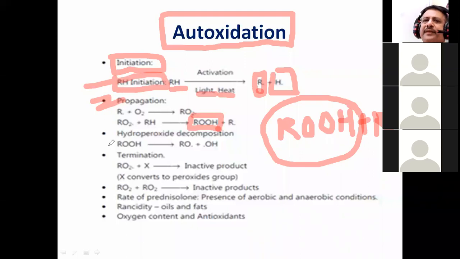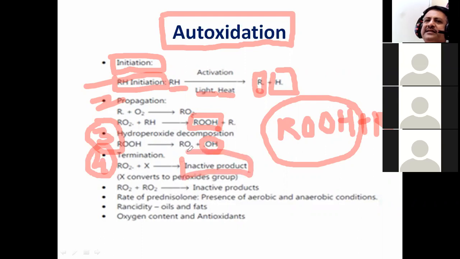Okay, then in the third step, there will be the decomposition of hydroperoxide, where the compound formed will break down into RO plus OH, that is hydroxy. Then next, the fourth step will be termination, where we have RO2 plus X leading to an inactive product, that is X converted to peroxide groups. So what has happened? Your drug has got converted into peroxide groups.